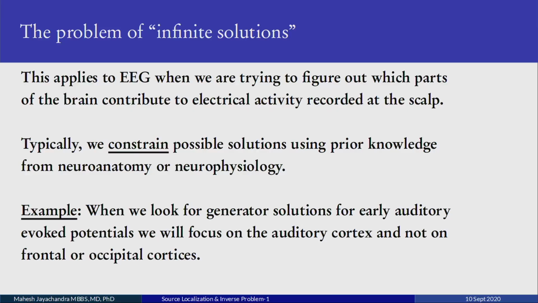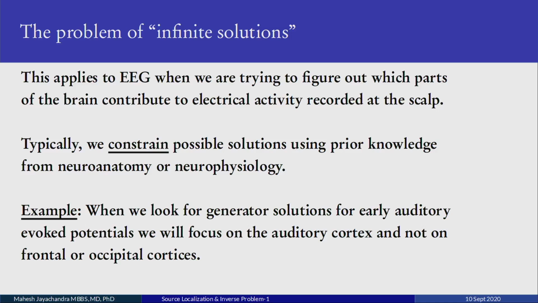So what we do is we constrain the solution by using our knowledge of neuroanatomy and neurophysiology. For example, suppose we have the auditory evoked potential, and you have 2 possible solutions, one in the auditory cortex and one in the occipital cortex. Since we know the anatomy and the physiology, we would discard the occipital dipole, or the occipital generator, and focus on the auditory generator. Okay. So this is hardcore physics and numerical analysis with help from neuroanatomy and neurophysiology.